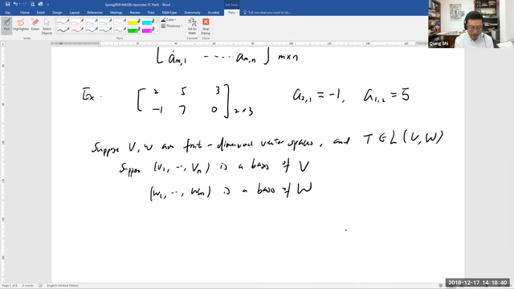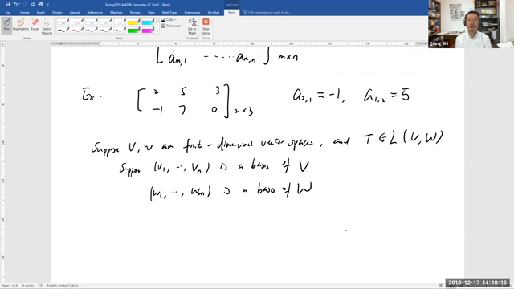That means if you know what T of V sub 1 is in terms of those W vectors in the basis of W, if you know what T of V sub 2 is in terms of W1 up to Wm, and then every T of V sub j up to V sub n, then that's all we need to know. Because all other V vectors can be written as a linear combination of the basis vectors in V, V1 up to Vn.